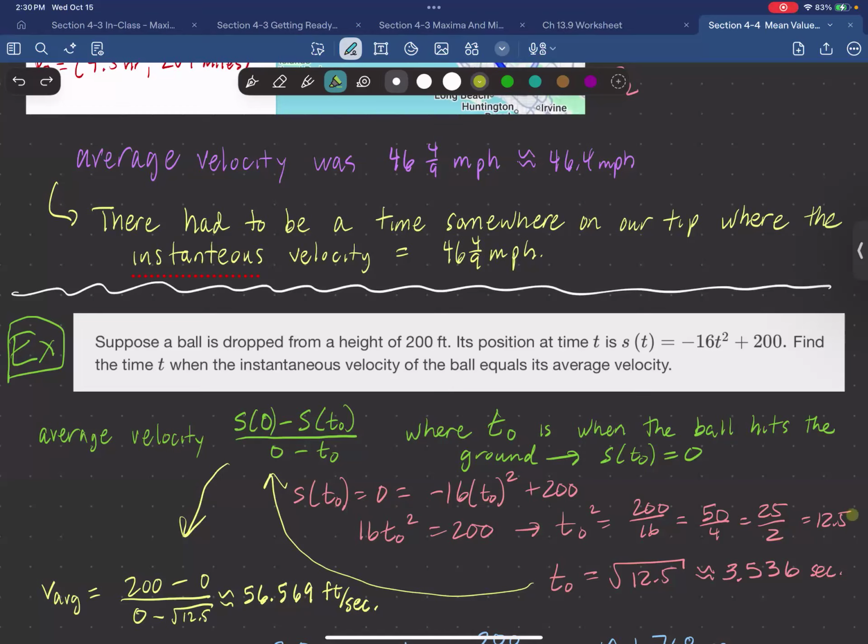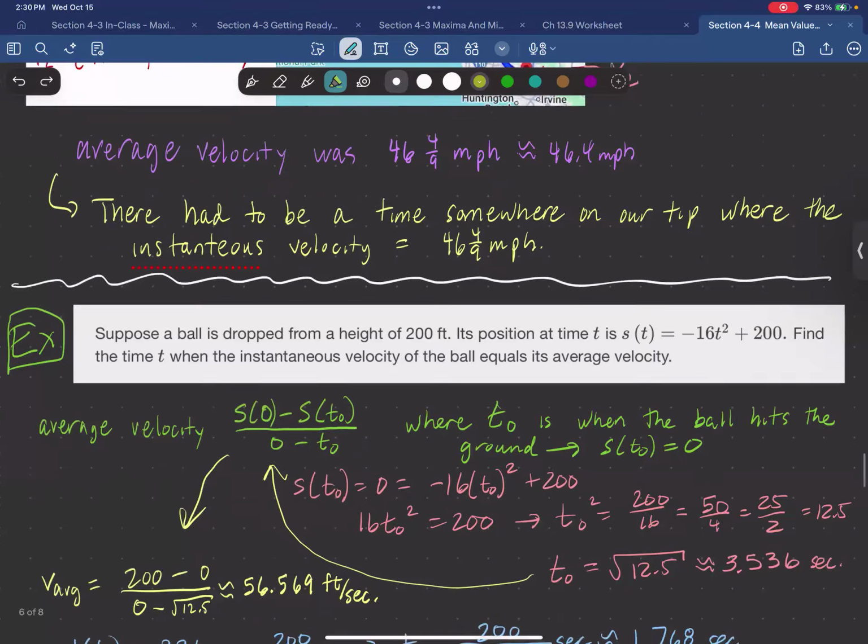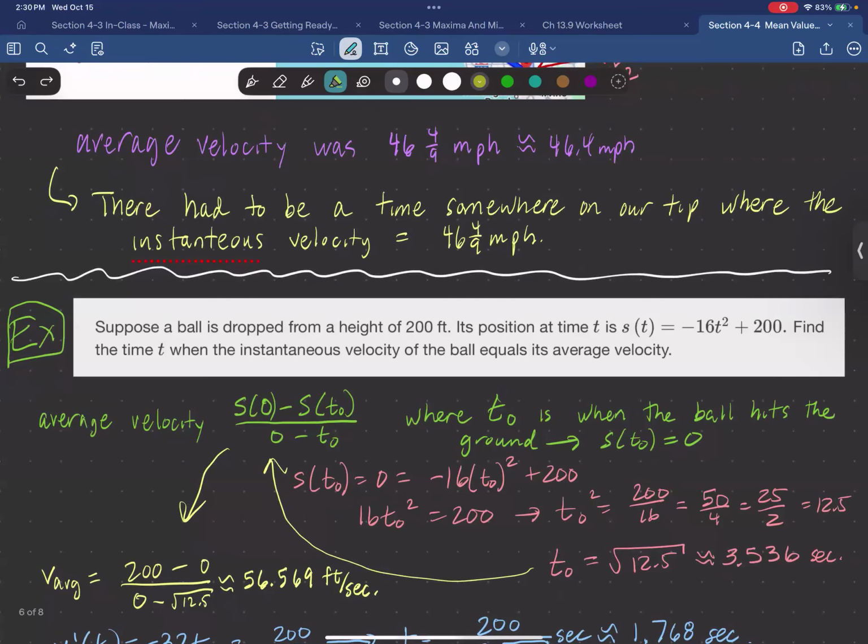You could have done that in a calculator, but I try to do the math in my head when I can. So t naught is exactly the square root of 12.5, and that's approximately 3.536 seconds. So that's what I needed on the bottom right here for my t naught, the square root of 12.5. If I do that, I have 200, oh, that needs a negative sign in there. Negative, because the bottom's negative.